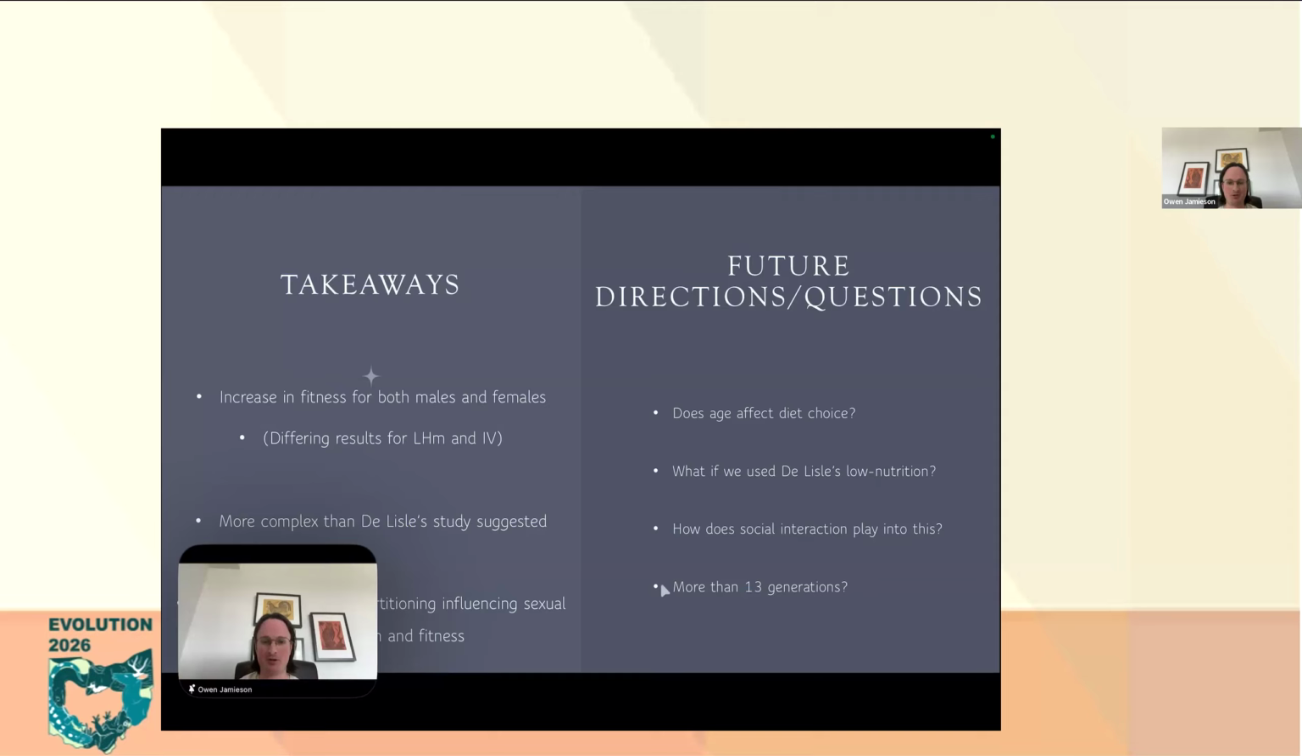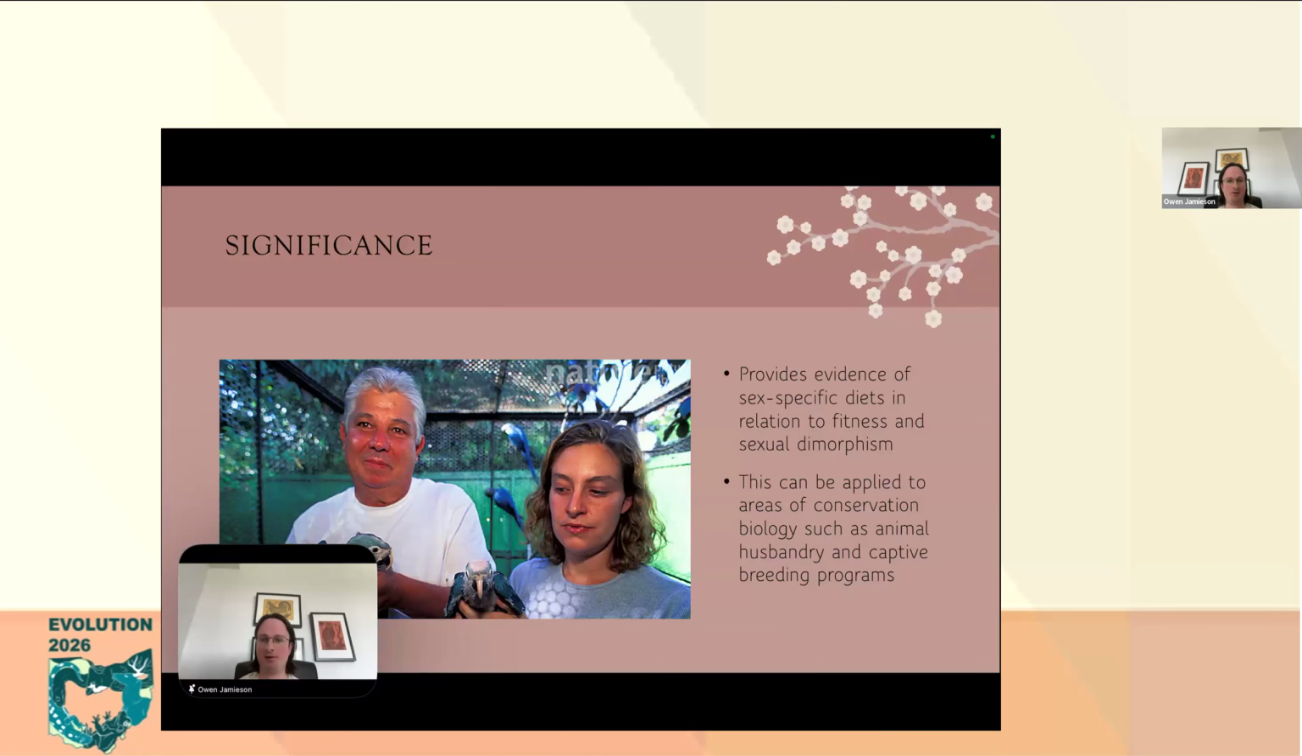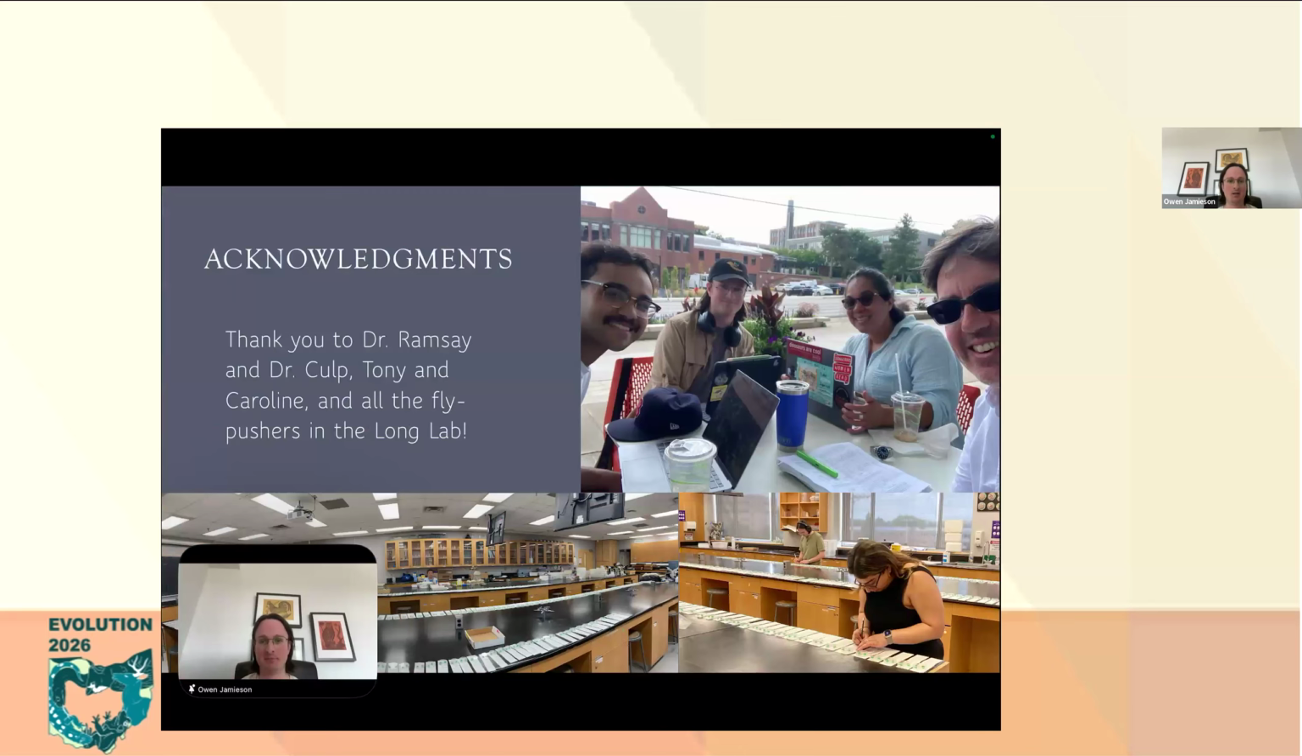And again, 13 generations, is that enough? Does this plateau? Does this increase going up, like going more? A lot of questions. But I think this is significant because it does provide some evidence for this ecological sexual dimorphism arising, which can be applied to conservation biology or animal husbandry or these captive breeding programs where the fitness of a population is really important, and you need to know if there are these female and male specific diet preferences that will benefit them.